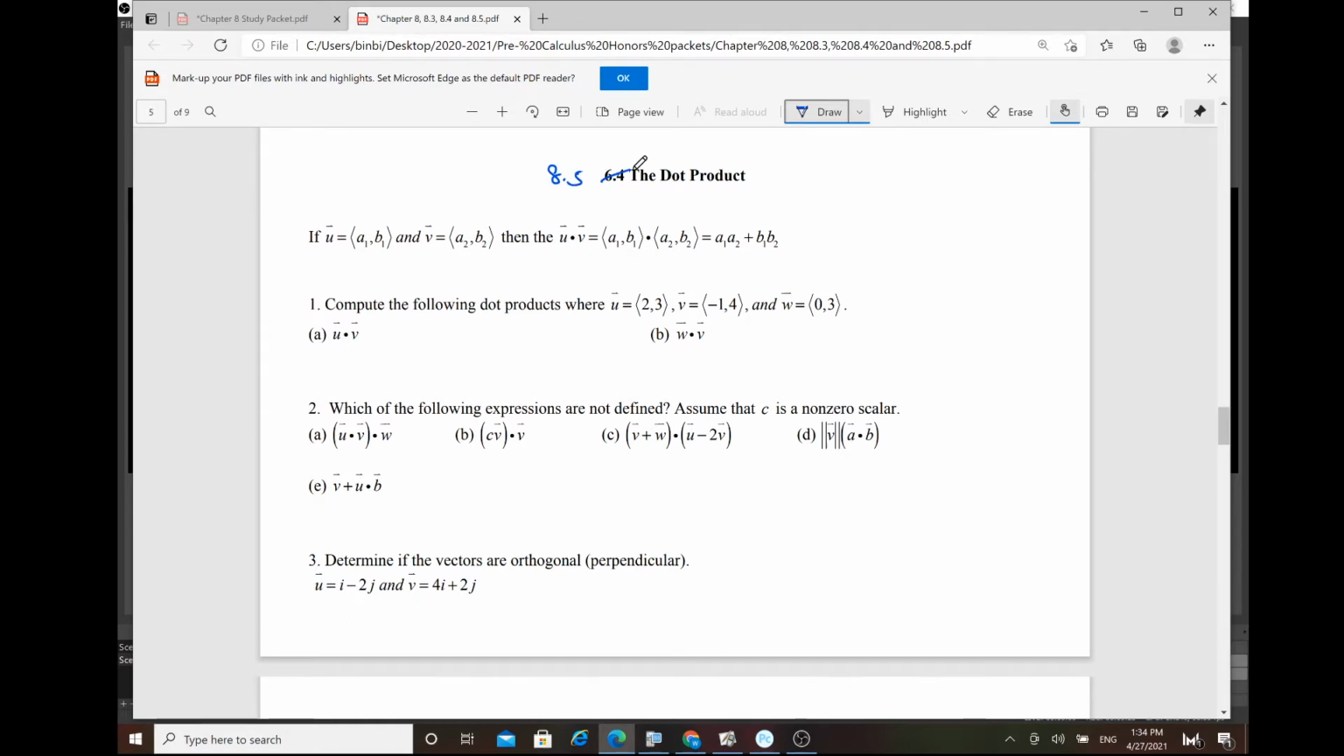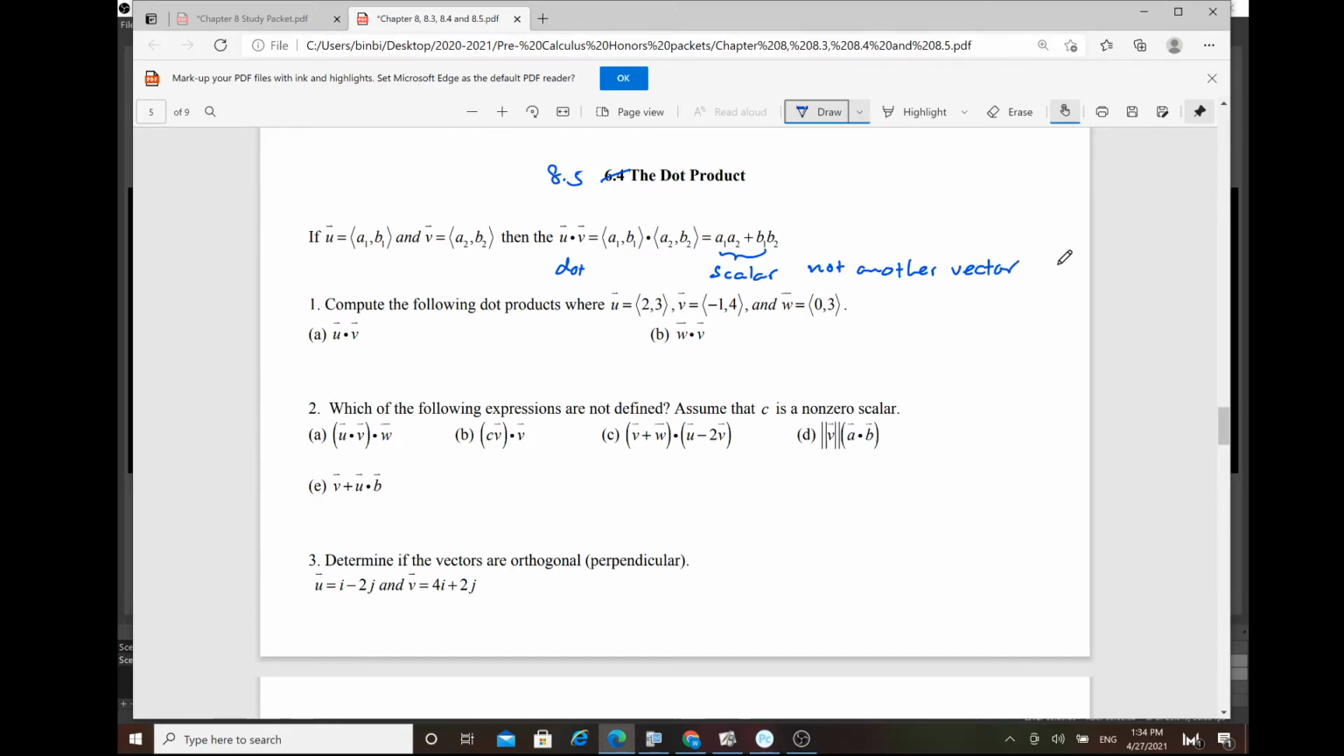For the dot product, the general formula: let's say we have two vectors, vector u is (a1, b1) and vector v is (a2, b2). So u dot v, we don't say multiplying or times, we say dot. The dot product is just a1 times a2 plus b1 times b2. Once you find the dot product, the result is always a scalar. It's not another vector, so you've got to be very careful.